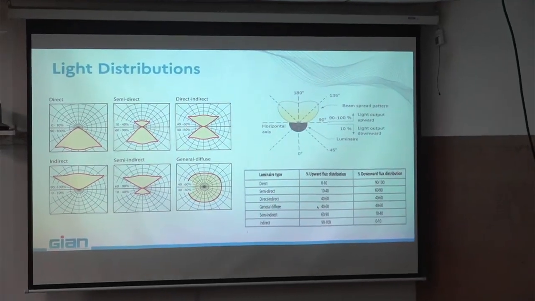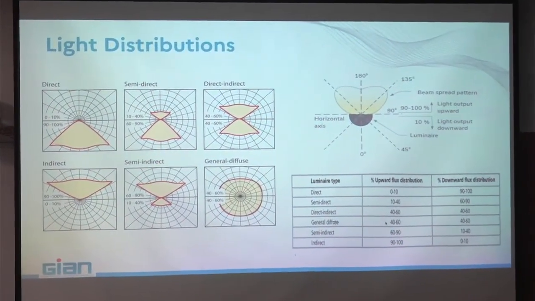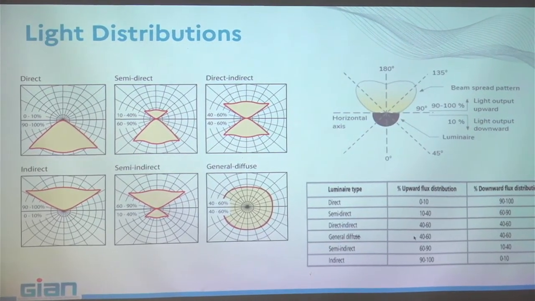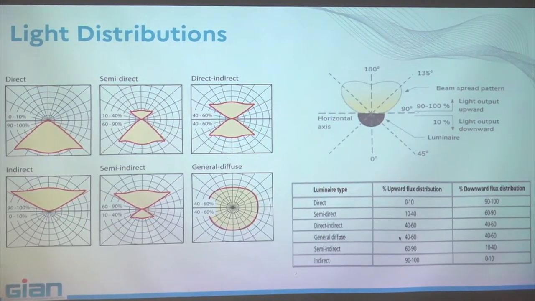And now if you take these photometric curves, these plots, then you can define much better what I said at the beginning: direct and indirect, semi-direct and things like that. You have here the different real classification of the different fixtures.